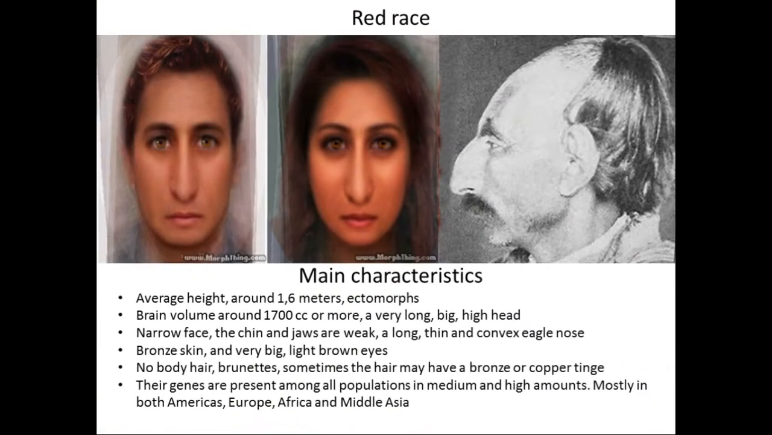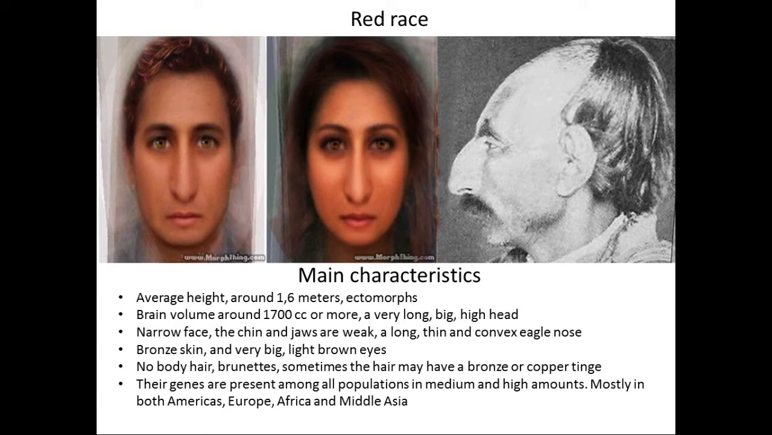The red race. Average height around 1.6 meters, ectomorphs, brain volume around 1700 cubic centimeters and more, a very long, big and high head. Narrow face, the chin and jaws are weak, a long, thin and convex eagle nose, bronze skin and very big, light brown eyes. No body hair, brunettes, sometimes the hair may have a bronze or copper tinge. Their genes are present among all populations in medium and high amounts, mostly in both Americas, Europe, Africa and Middle Asia.